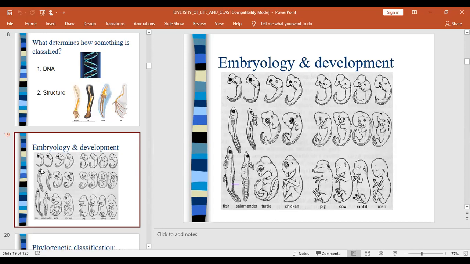Now, when you look at all those arrangements, it is showing you that there is an evolutionary line of development in which these organisms go. But then they keep on deviating until they reach the species that is. So that is what we call embryology. Embryology talks about the science of what?